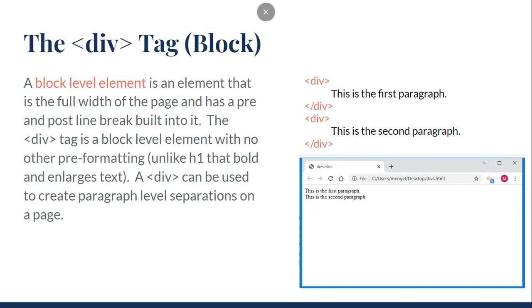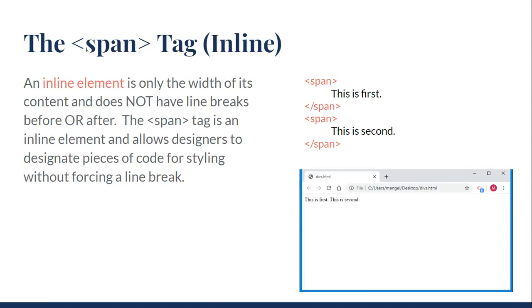So over here, you'll see my code. I have two divs here. This is the first paragraph. This is the second paragraph. Here on the web page, they appear very plainly with only a line break between them, and that's without using the BR tag because the div or any block level element has that BR built into it.